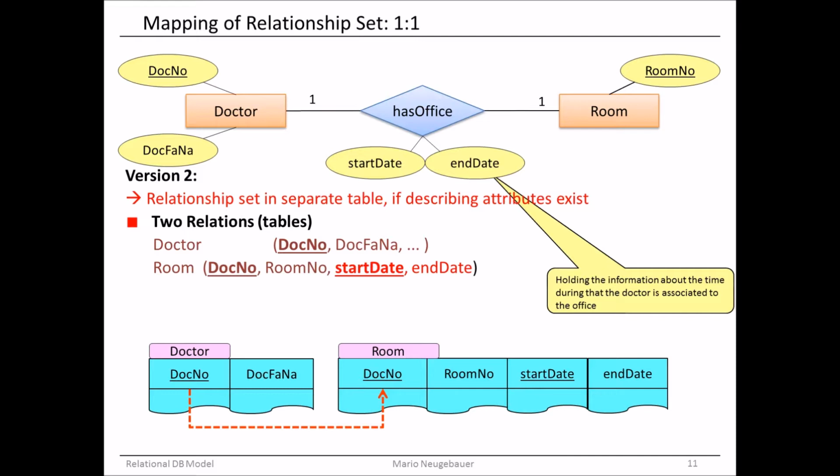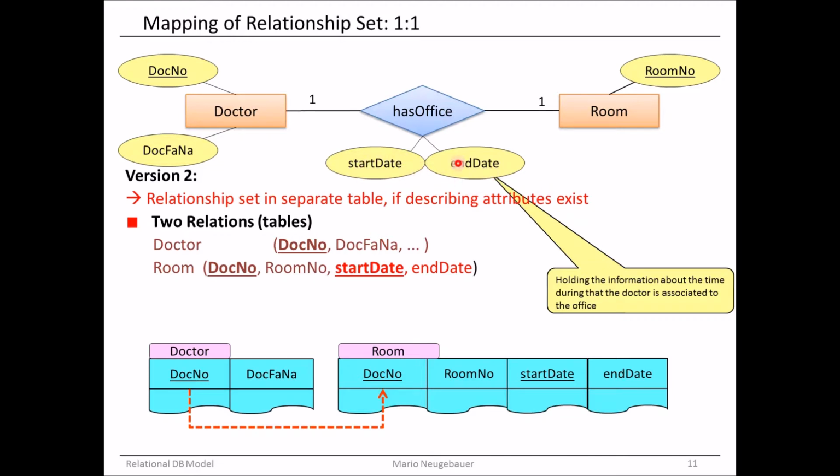And in this case, we might assign the doctor a room for a certain period of time, so that we know when a doctor started having his office in the room and when it ended. And then we add the start date and the end date to this relationship set.